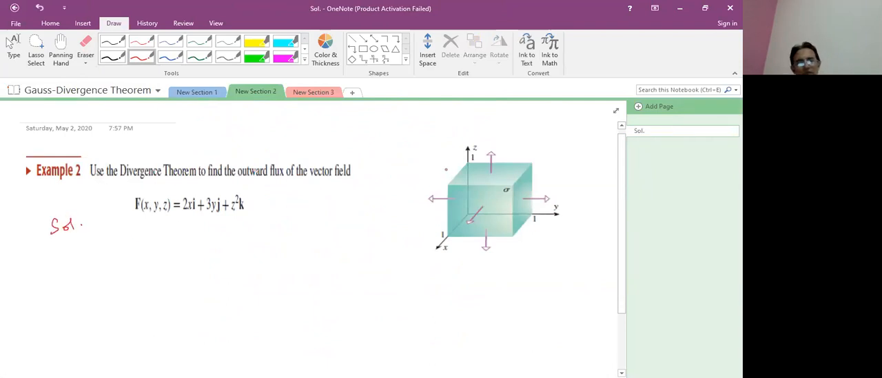it is a cubic shape. These are the directions of the outward normal, outward flux. It means all these directions represent the outward flux, because the vector is perpendicular to the surface. This is called the outward flux.